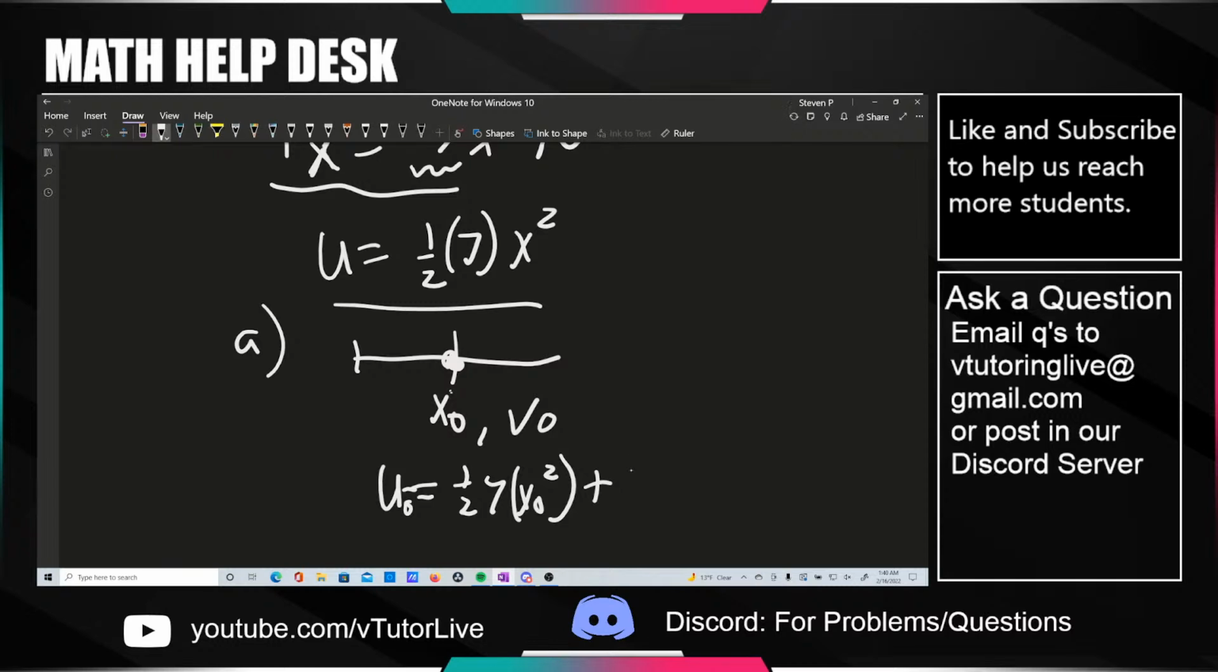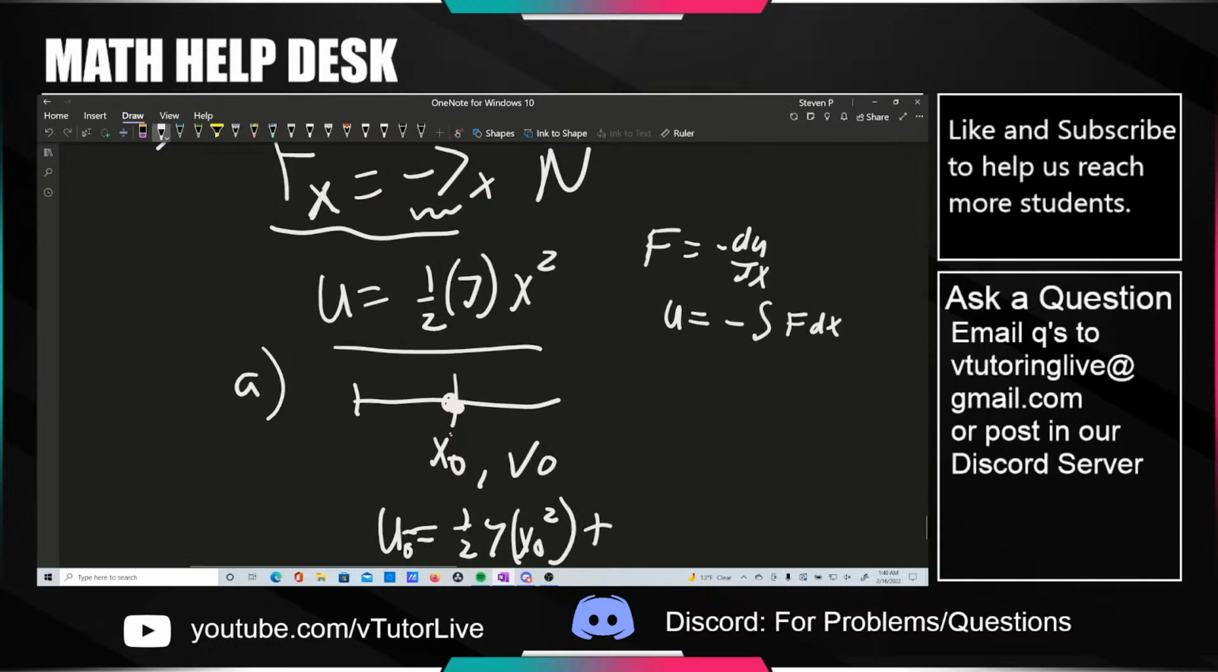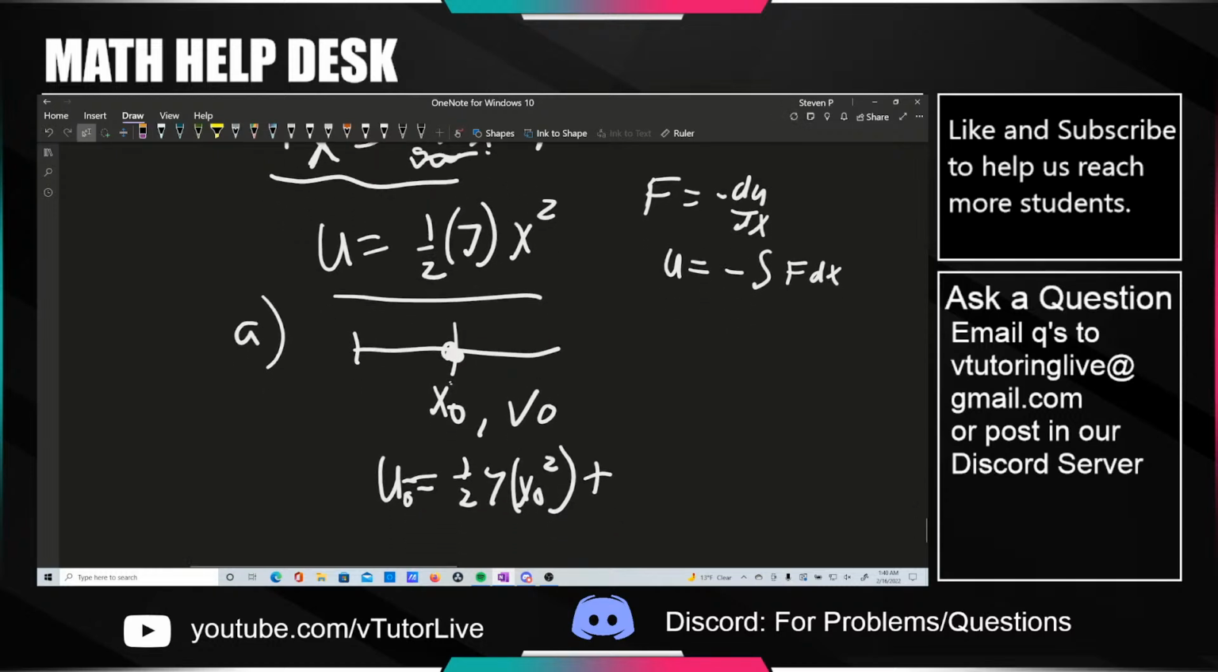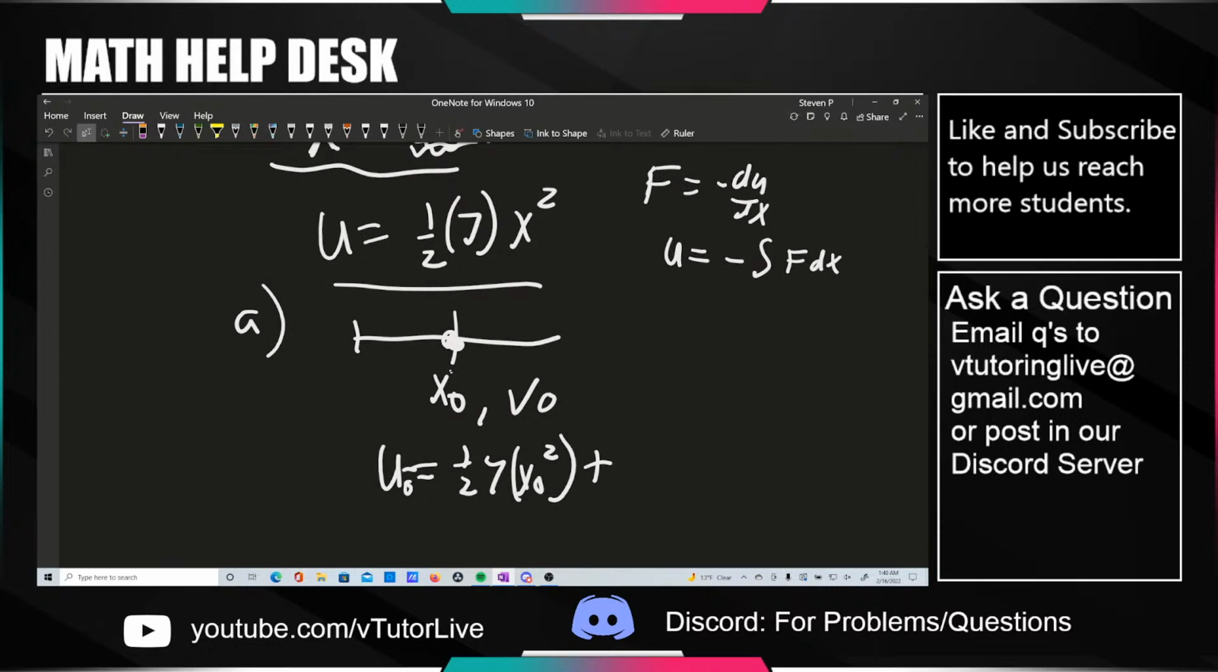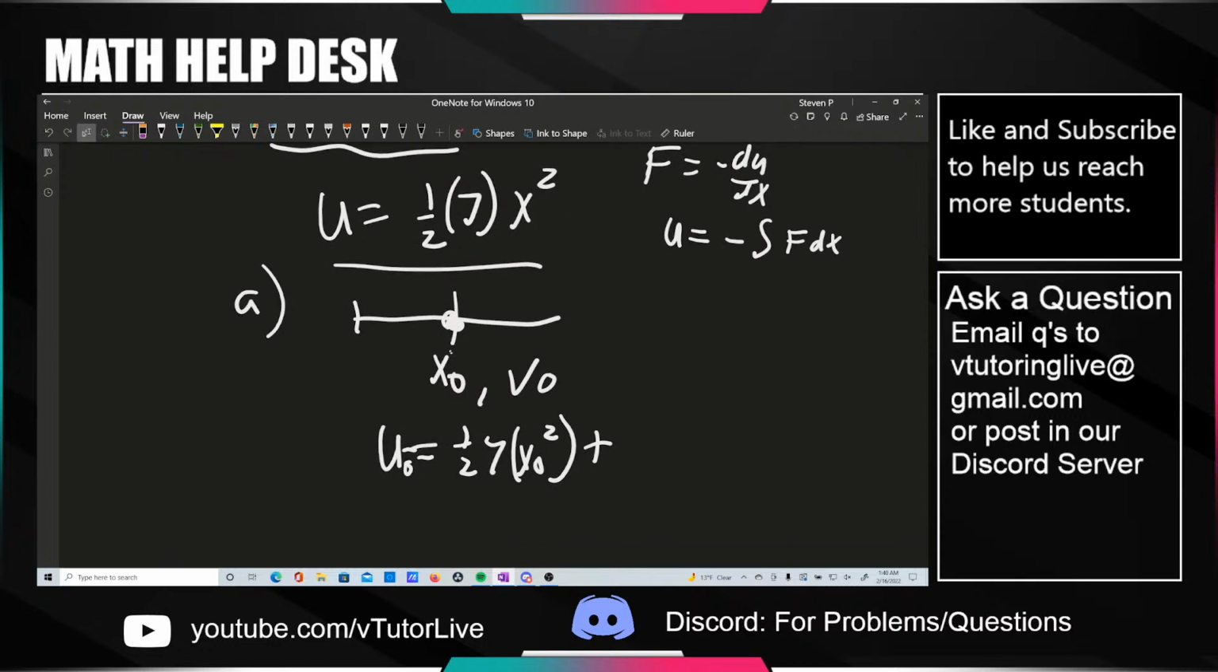If you want me to justify this a little bit more, if F is equal to minus dU/dx, then U is going to be equal to minus the integral of F dx. That's where this comes from, that's how x turns into 1/2 x squared. And then there's a constant of integration, but we can set that equal to 0, because in physics we get to choose. All right, anyways, back to our plan.